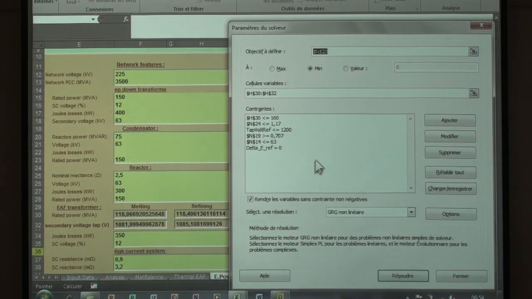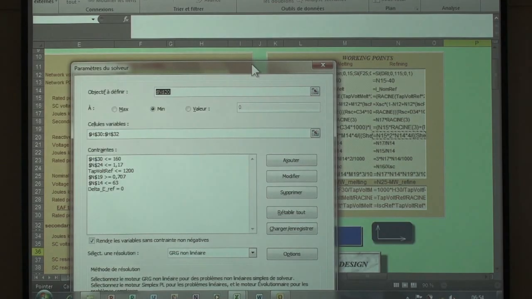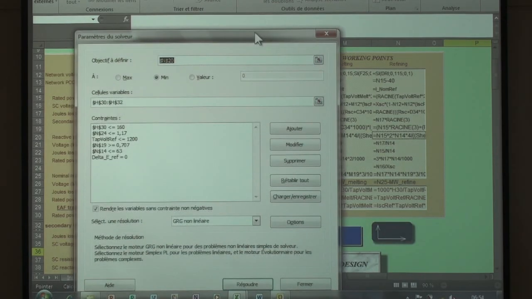And most important thing, this one has to be 0. This cell here has to be 0. Yeah? Okay, this is the 2010 solver, so it has a different possibility. And the one which is working well for this kind of calculation is the non-linear.